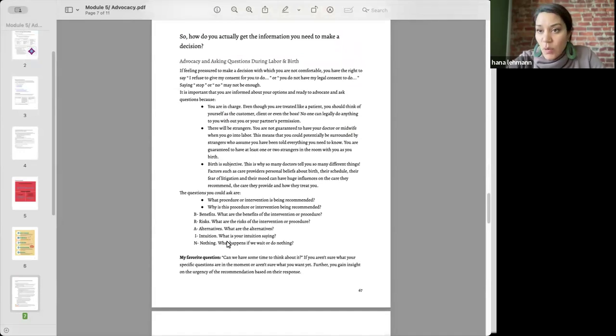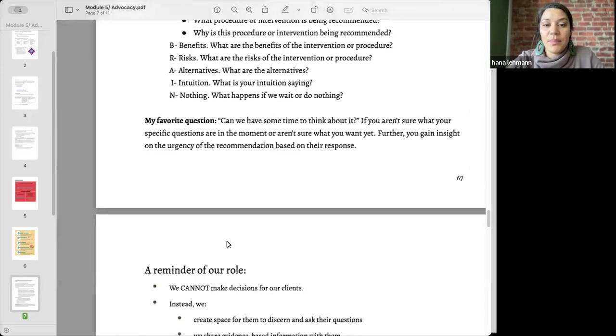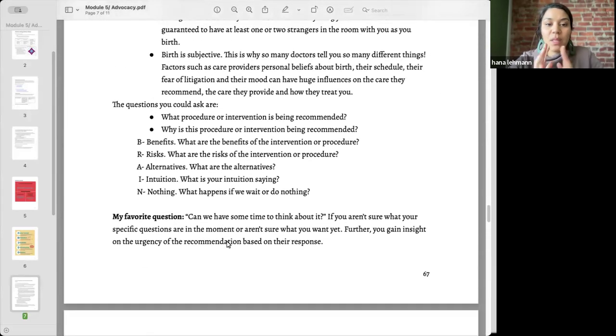So you can ask some questions, right? Or you might need to advocate, who knows? But the questions you should ask are below here. Let's see if I can zoom in a little bit. One, what procedure or intervention is being recommended? Why is this procedure or intervention being recommended?